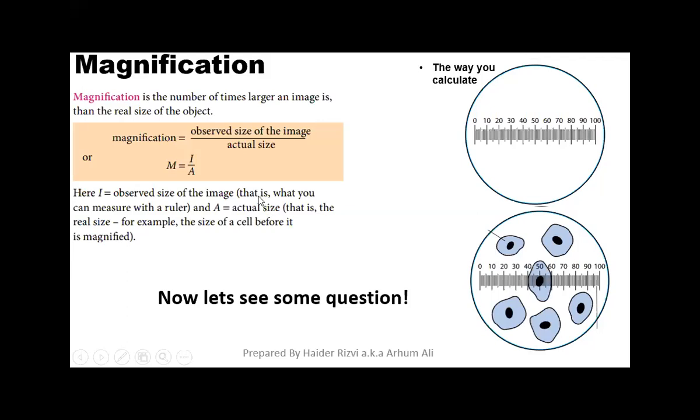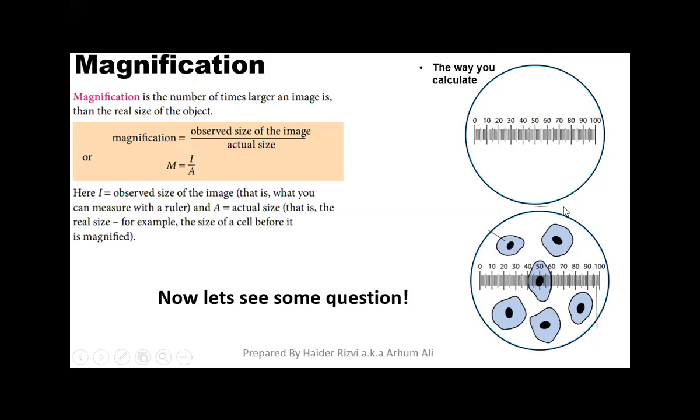A equals to the actual size, that is the real size, for example the size of cell before it was magnified. Now on the extreme right you can see these two ovals. अब इसमें क्या है कि जब आप अपने ऑक्यूलर लेंस में देखते हैं, आपको पता है कि ऑक्यूलर लेंस कहाँ पे है? वो लाइट माइक्रोस्कोप की टॉप पे से, जहाँ से आप अपने स्पेसिमेन को, अपनी इमेज को, अपने सब्जेक्ट को ऑब्जर्व करते हैं. अब उस ऑक्यूलर लेंस के अंदर एक इस तरह से स्केल बना हुआ होता है, राइट.